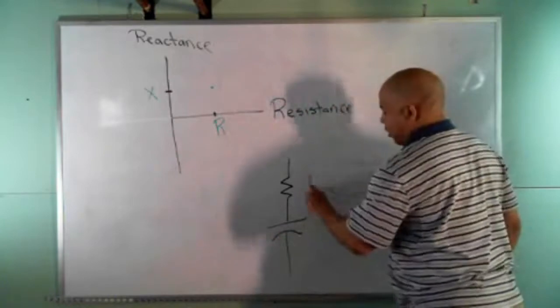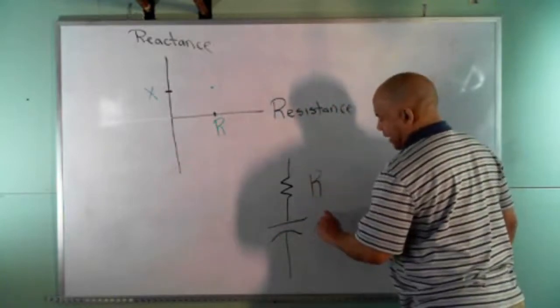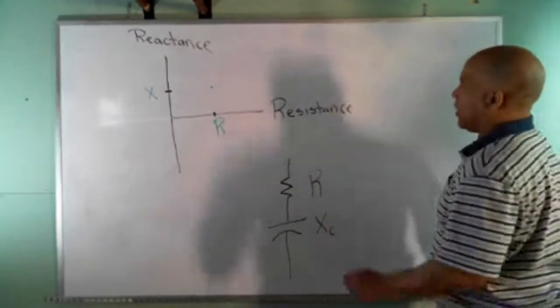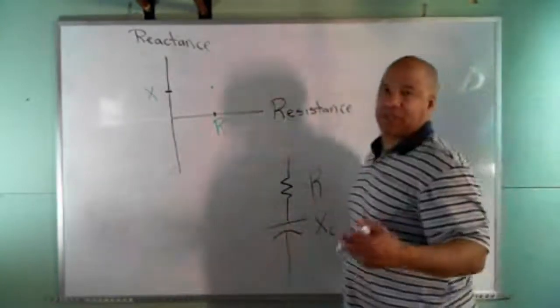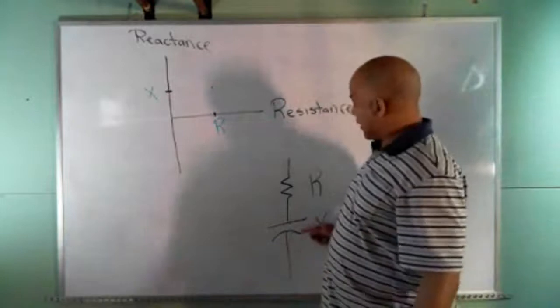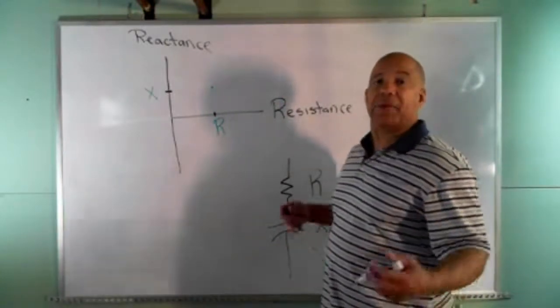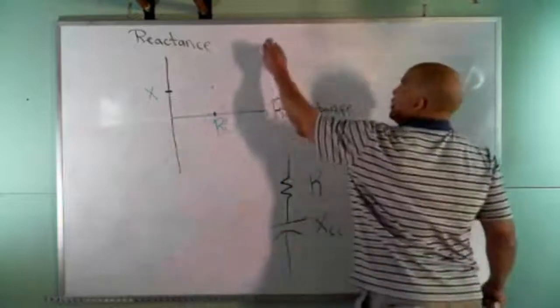So we had R and we had XC. And I said, all right, well, if we want to calculate the total opposition, we wouldn't call it the total resistance because I got resistance and reactance mixed together. We call that impedance, Z total.